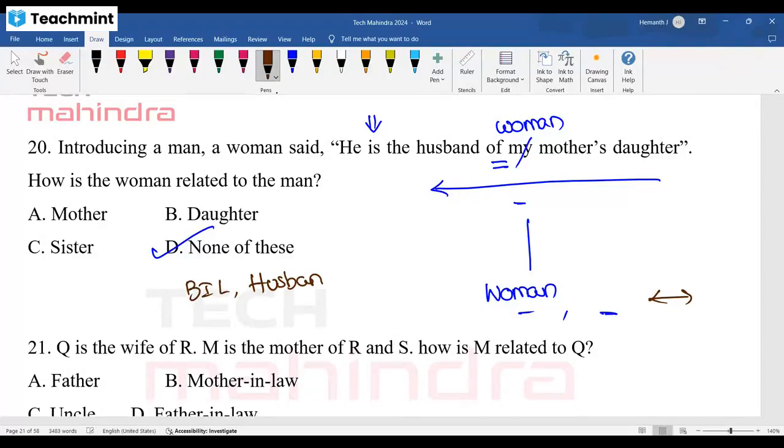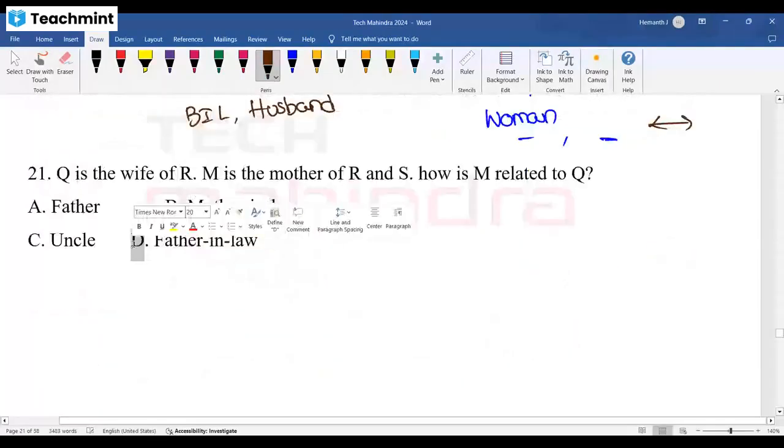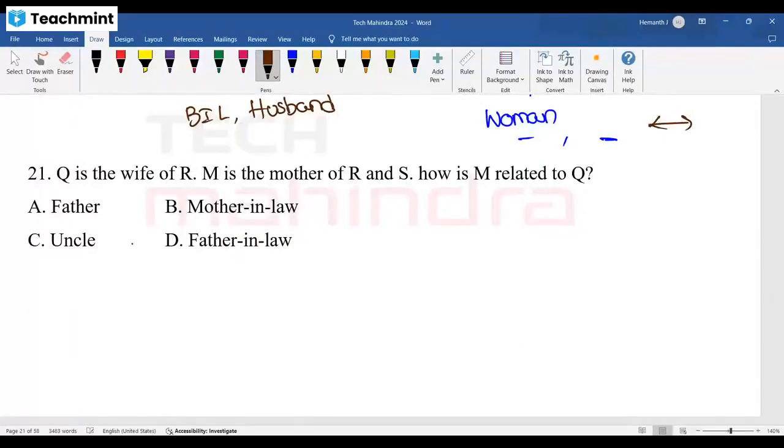Next one. Q is the wife of R. None also is one of the options. Don't ignore it. Q is wife of R. M is the mother of R and S as well. How is M related to Q?